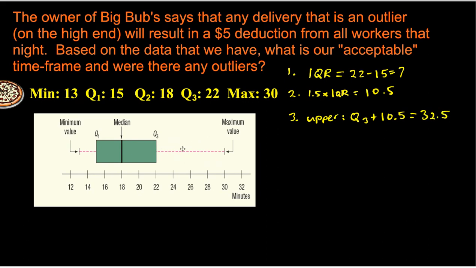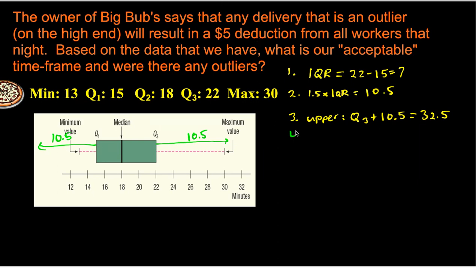Visually, we can see that on our picture. We're going 10.5 units from 22 this way to 32.5. So there's 10.5. And then in the other direction, we're going to do the same thing. We're going to go 10.5 units this way. And obviously, there are no outliers in this data set on the low end. We can see that right off of our number line.